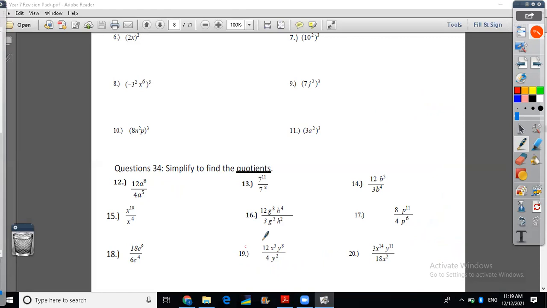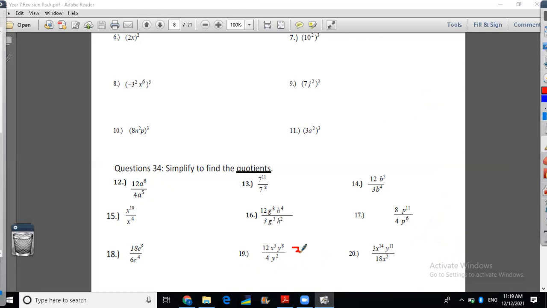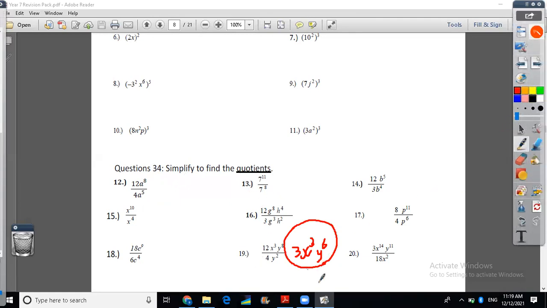Here, if I want to answer question 19, let's do it. 12 divided by 4 is just 3. X to the power of 3 divided by, I don't have any x's, so it's just x to the power of 3. Y to the power of 8 divided by y to the power of 2 is just y to the power of 6. That is it. Okay, guys? That is everything about dividing or finding the quotient of those expressions. All right, let's move up there.